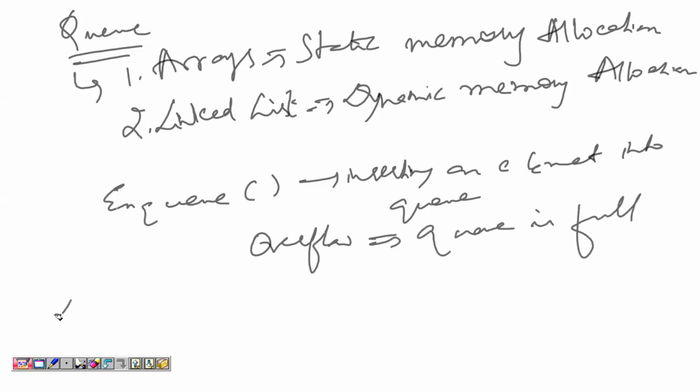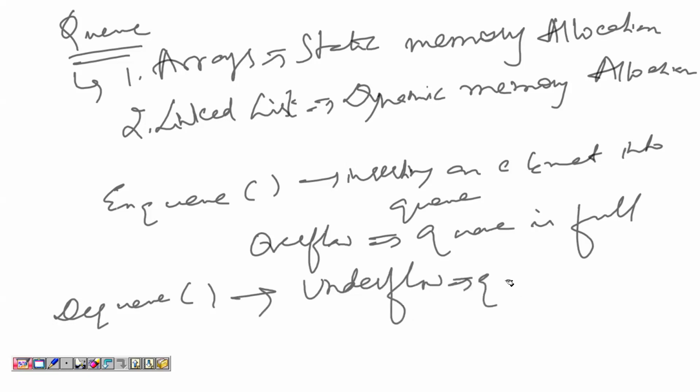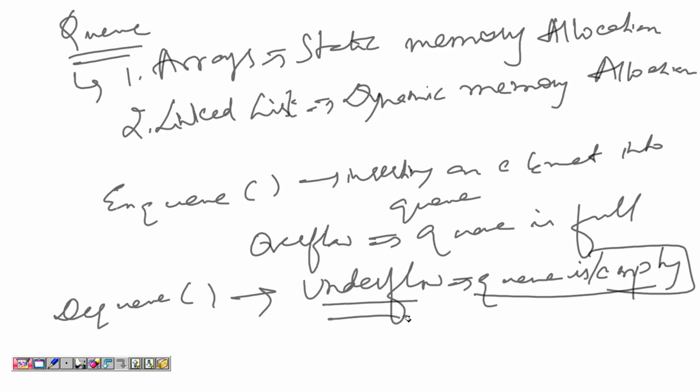And when you're performing dequeue, that is the deletion operation, you need to check for the underflow condition. What is the meaning of the underflow condition? The queue is empty, and we are trying to delete from an empty queue. At that time, the underflow condition will arise. And when you are trying to insert an element when the queue is full, the overflow condition will arise. So these are the two conditions you need to check when performing insertion and deletion.